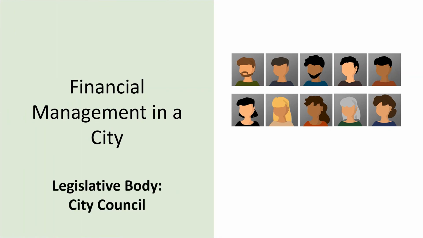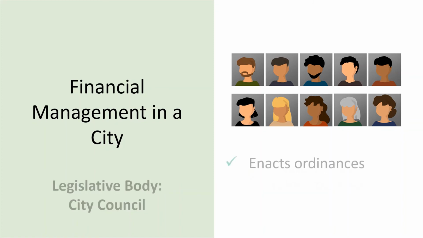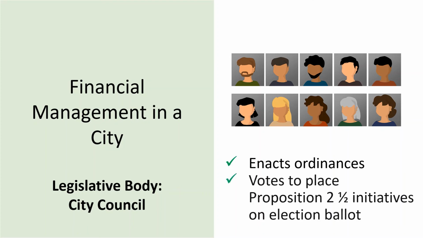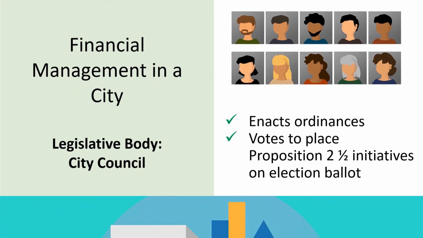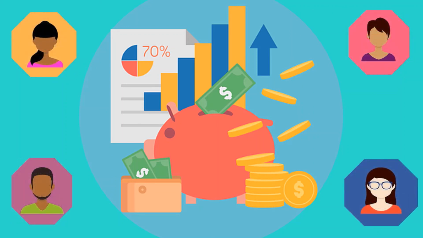The city council is the legislative branch in a city, and is the municipality's appropriating authority, which adopts a budget and authorizes debt. It also has lawmaking authority through the enactment of ordinances. City council plays a role in tax policy by placing Proposition 2.5 questions on the ballot with the mayor's approval. We've reviewed just some of the responsibilities of local officials who play an important role in the financial management of their communities, which requires collaboration amongst a financial management team.